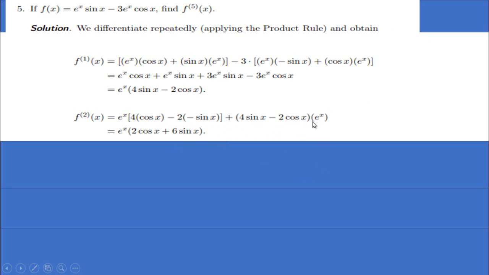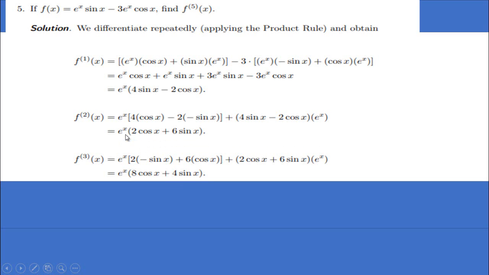Ito yon kasi ito ay multiplier dito. So, we have 2 cosine x e to the x plus 6 e to the x sine x, or we can factor the e to the x. Okay? And then this third derivative, of course, we can copy this one and then derivative of this, that is negative 2 sine x times, okay, of course, thus derivative of this is 6 cosine x, okay. Then, copy naman ito, then derivative, ayan.